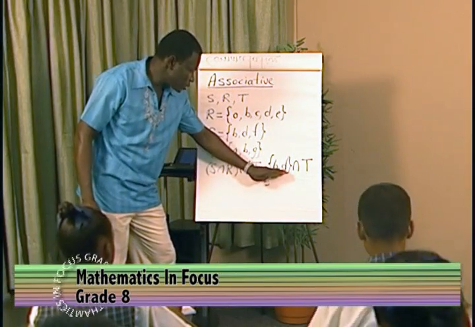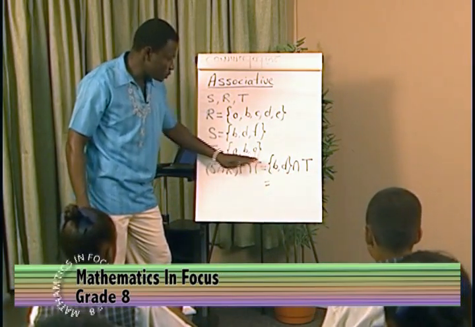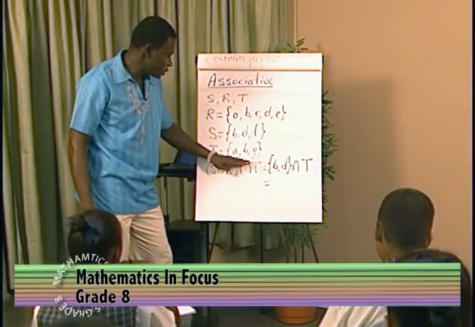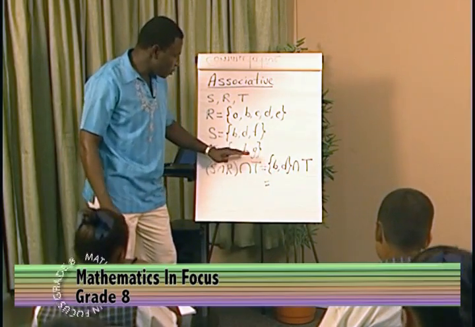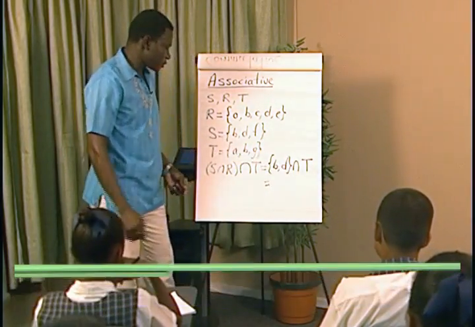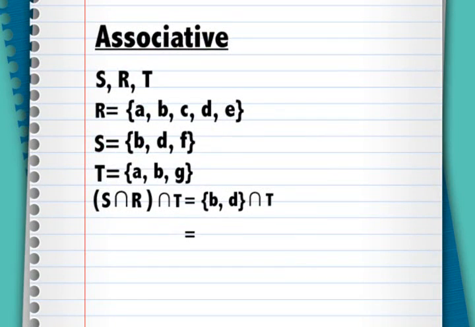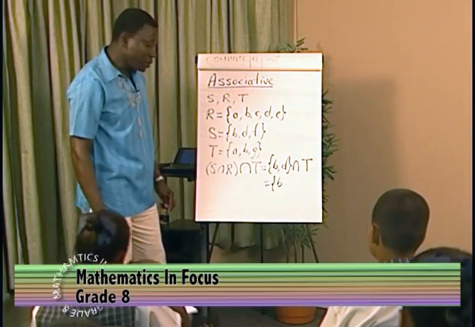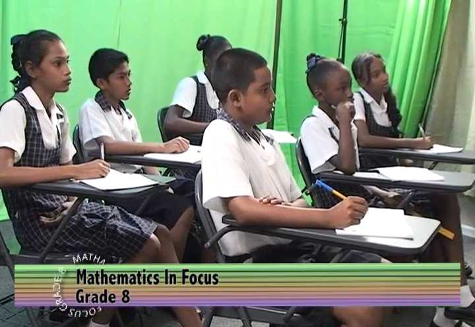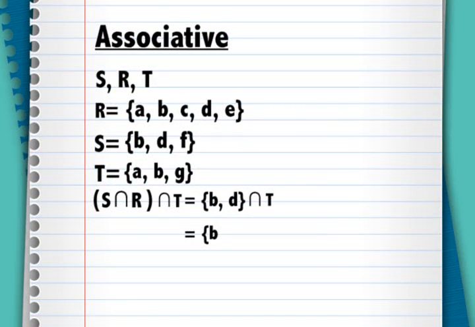What is the intersection of this set with T? So we're comparing this set and T. What are the elements in common? B. So this is equal to B. Is A in common? No. G? No, sir. Neither D. So we have B to be in common here. So if we have S intersect R intersect T, this answer gives us B.